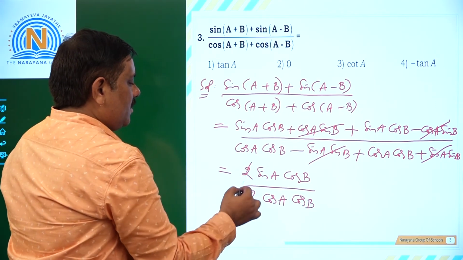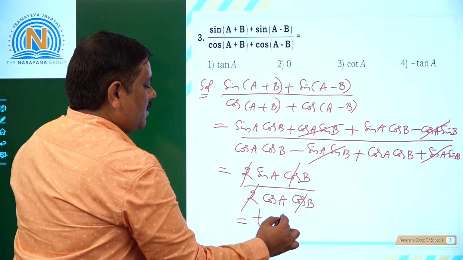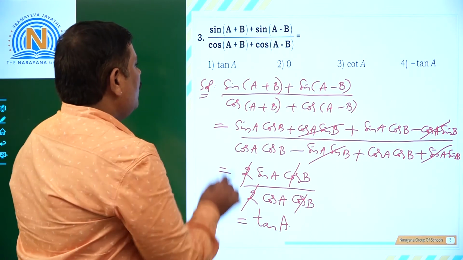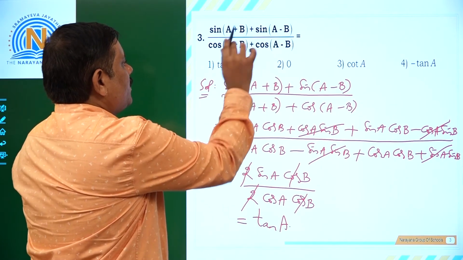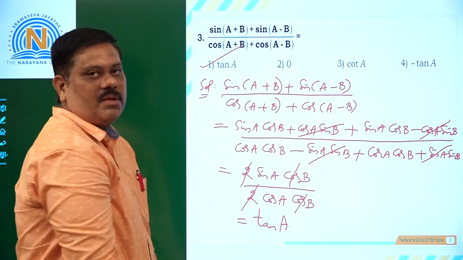If you look at this, 2 cos B cancels, and the result is nothing but sin A by cos A, that is given as tan A. So the given expression is equivalent to tan A. Tan A is nothing but first option. Yes. Okay.